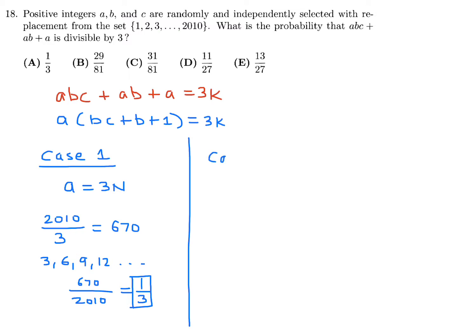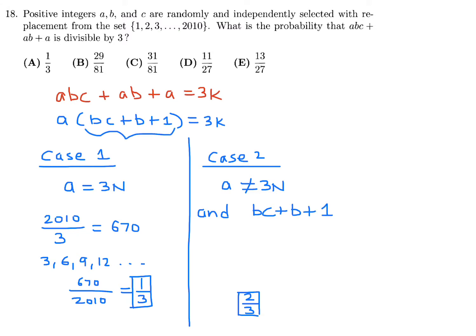Now, case 2 is when A is not equal to a multiple of 3. Well, if this case had a probability of 1/3, then this case has a probability of 2/3. But, not so fast, and BC plus B plus 1, this guy right here, must be a multiple of 3. So this has to now equal 3n.